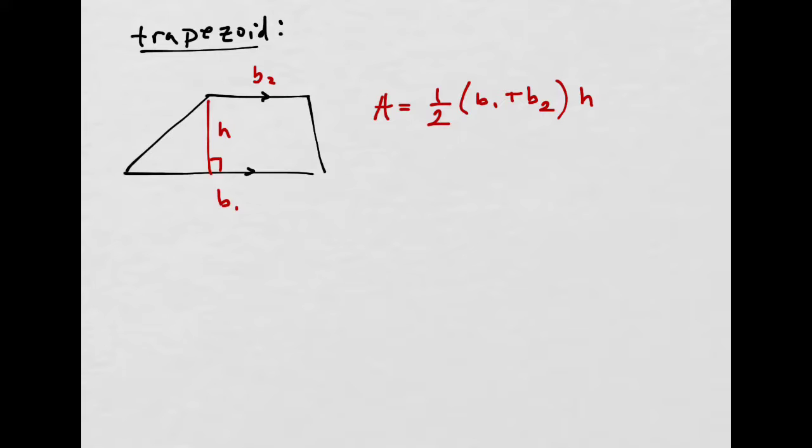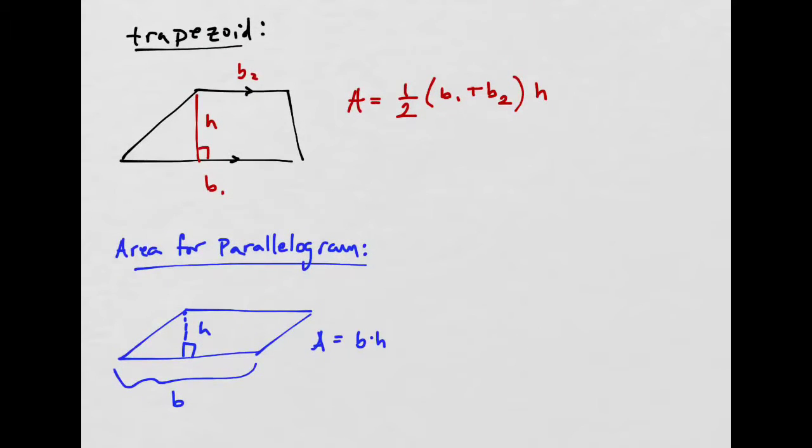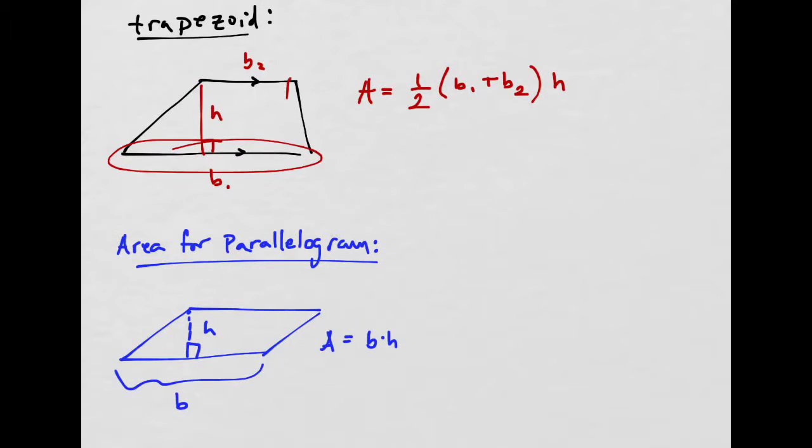If I wanted the area for a parallelogram, I should have said this in the other one, but its area is just like that of a rectangle. It's just base times height. We're going to be using a lot of Pythagorean theorem for this. Of course, the perimeter for a trapezoid just involves adding up all the slants and the bases. So the perimeter is just adding all those up.